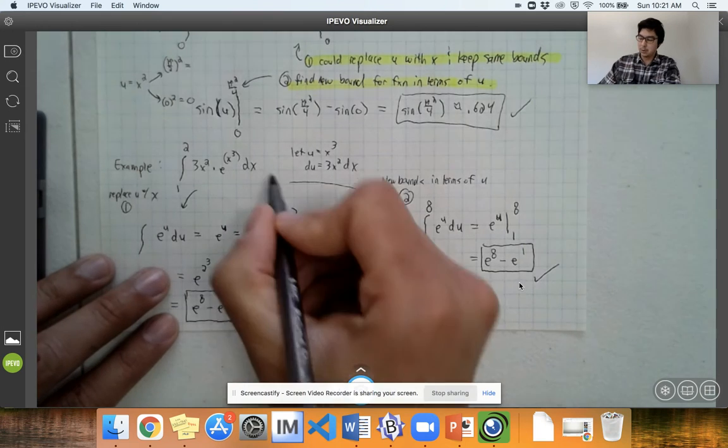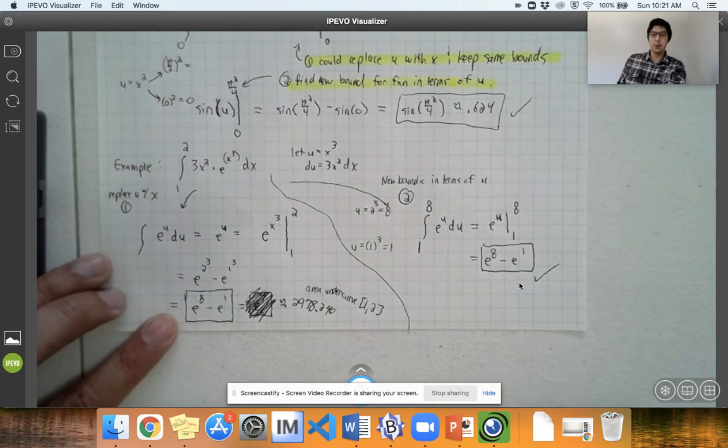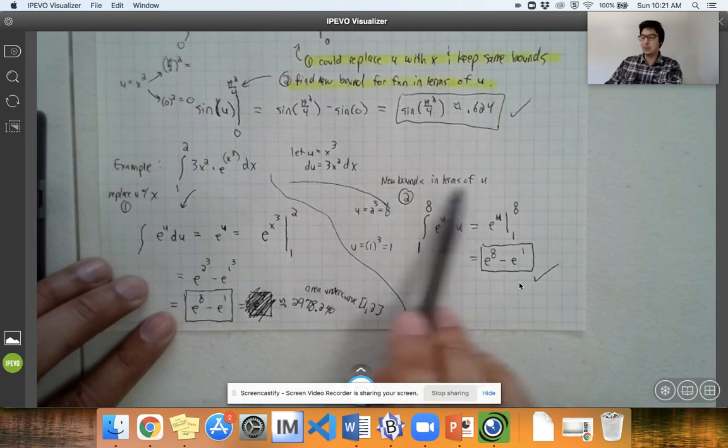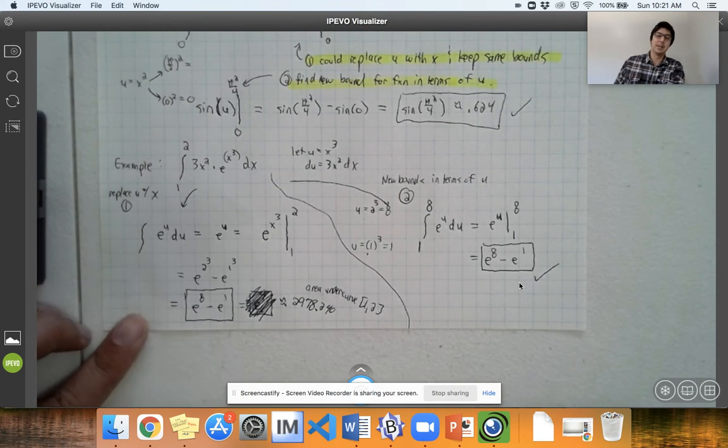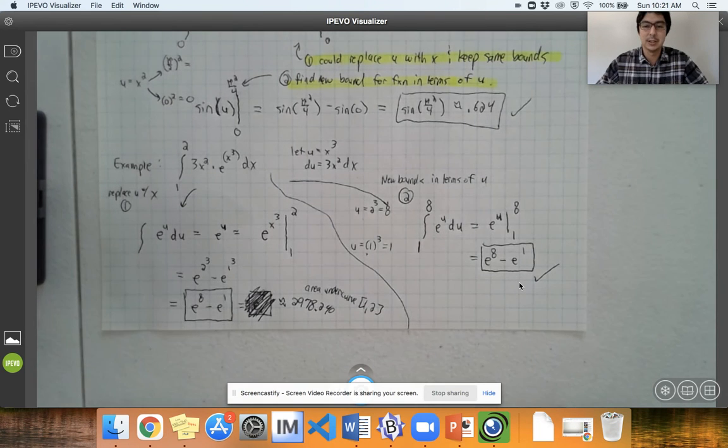So both methods work. It's totally up to you, where you either use new bounds in terms of u, which is what I did here, or just replace it with x and keep the same bounds. They honestly have their pros and cons depending on the situation.